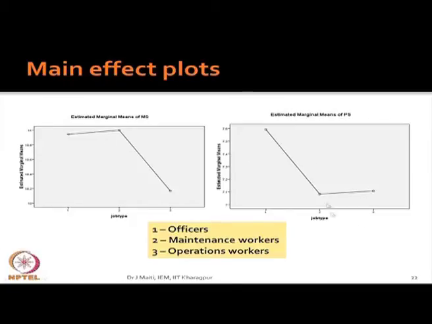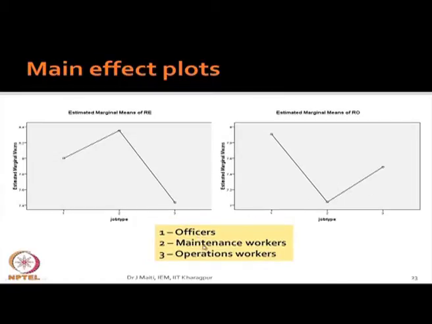Similarly, if you go for the marginal means for peer support, from the peer support point of view also officers are not happy, because high intellectual people never unite. There is always conflict, but at the lower level, for survival, they have to have that group business. So, from the peer support point of view, operations and maintenance workers are at the same level, then officers.